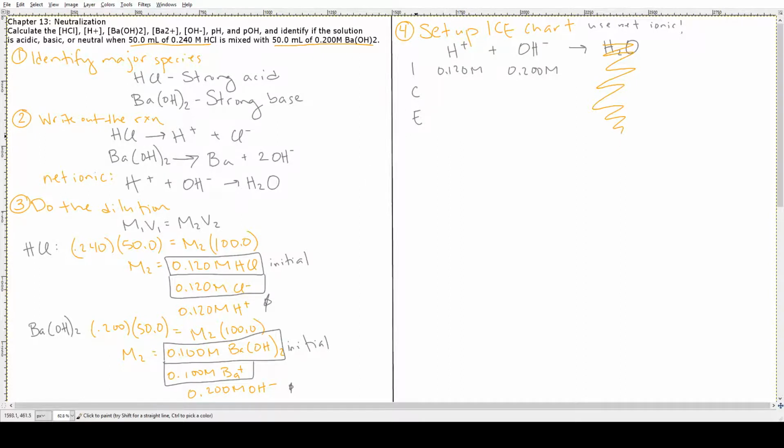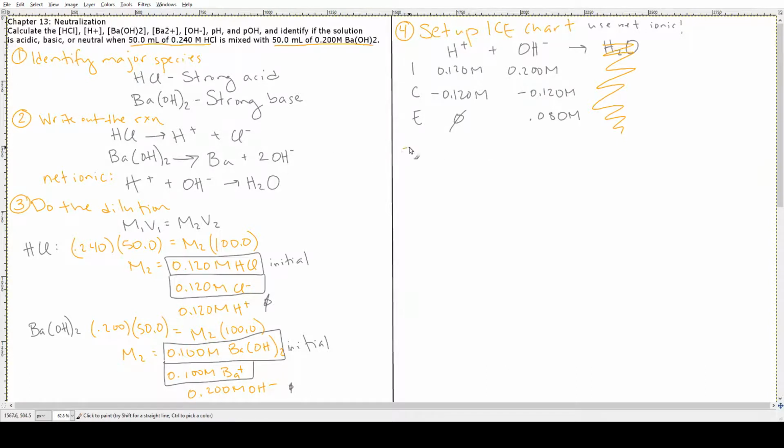Okay, so now you get to think back to your limiting reactant days. What is our limiting reactant? Well, it's whatever one is smaller. What do I have less of? Oh, it's my hydrogen. So I'm going to use up all of my hydrogen. And since it's 1 to 1, that means I'm going to use up the same amount of hydroxide. So I end up with no hydrogen ions for my hydrochloric acid at the end, and I end up with 0.080 molarity hydroxide.